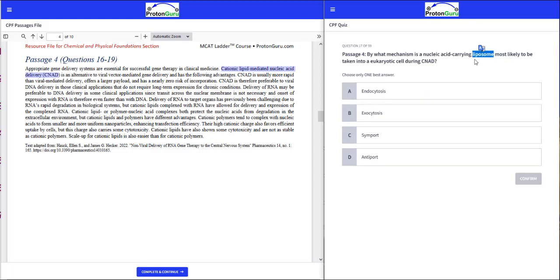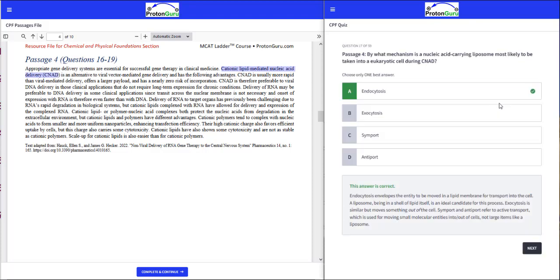Endocytosis involves transporting things that are encapsulated with these membrane shells around them and into the cell. So that would be the only reasonable answer in this context.